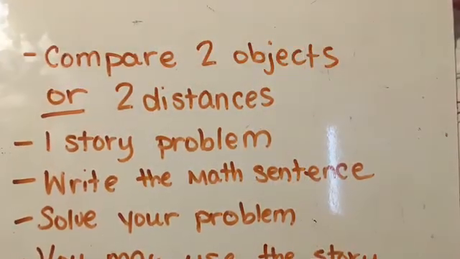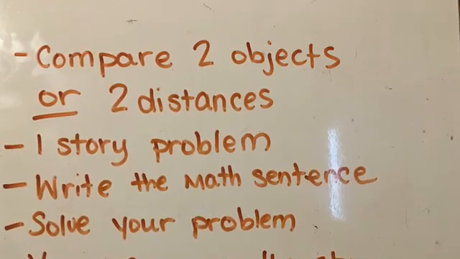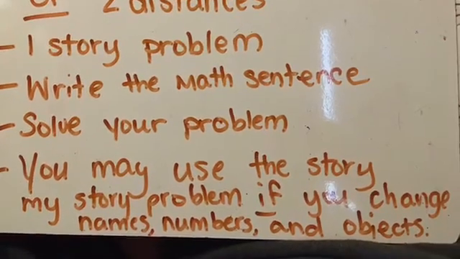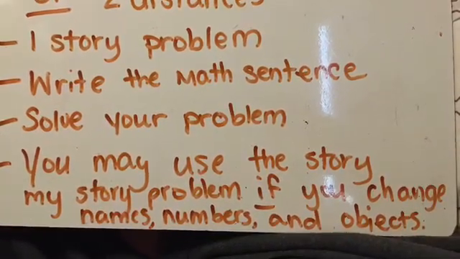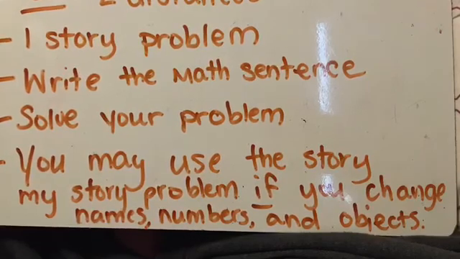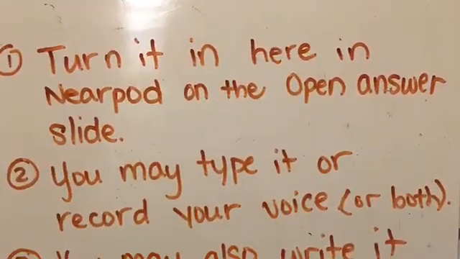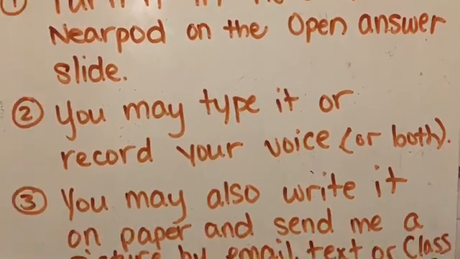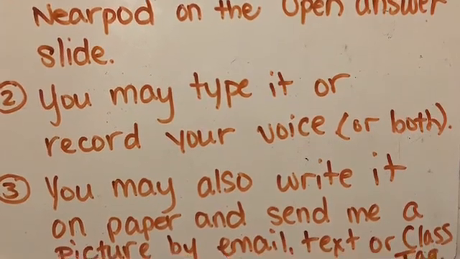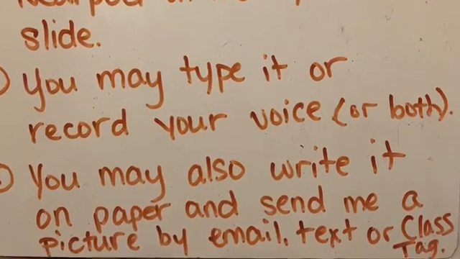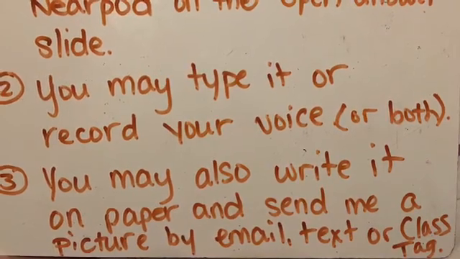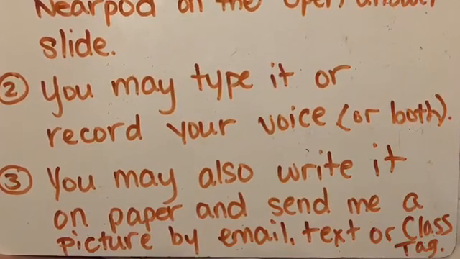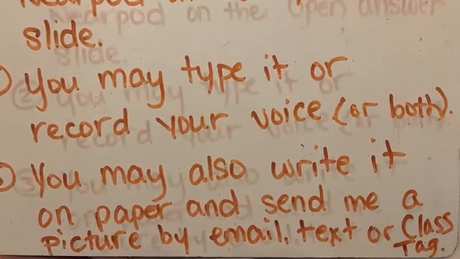Your assignment is to compare two objects or two distances and write one story problem. Make sure that you write the math sentence, solve your problem, and know that you may use my story problem as long as you change the information. You can turn it in here in Nearpod or on the open answer slide. You may record it or type it, or both. And then finally, if you need to, you may turn it in through email, through ClassTag, or through text.